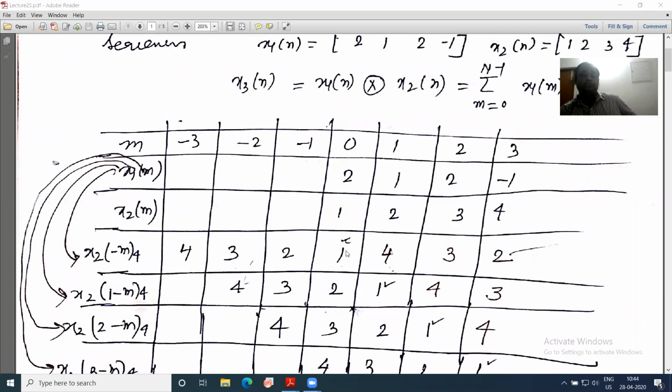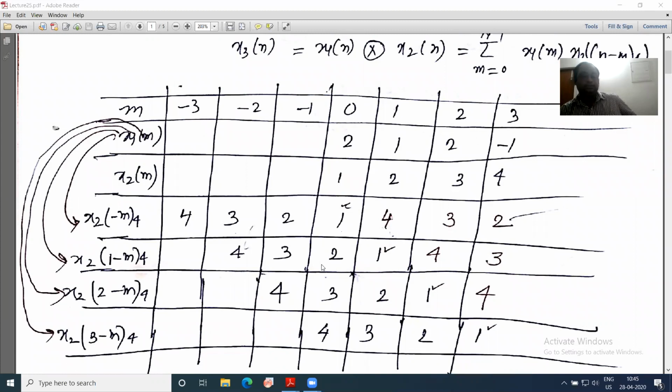So if I start from 0, let us write 1, 2, 3, 4, like this. Okay, so x2 of m, reverse order, I will start from 0 and write 1, 2, 3, 4. Then I will write 4, 3, 2. So 4 will be here, 3 will be here, and 2 will be here. Okay, so we'll write like this. Now x2 of 1 minus m, I'll start from 1. I have put a tick here. So 1, 2, 3, 4. Then I'll fill up 4 and 3.